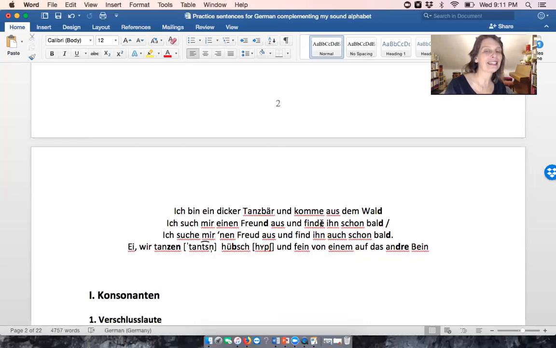So if I want to take the E out here, I need to actually, for the sake of the rhythm, add another word, right? Add a filler word. So, ich suche mir einen Freund aus und finde ihn schon bald. Oder ich suche mir einen Freund aus und finde ihn auch schon bald. Children's rhymes are really helpful in songs because they help you create rhythm. And remember that you learn your mother tongue most likely with the help of children's rhymes and children's songs and children's books. And they inculcate into you the native rhythm and the native sounds and the basic vocabulary.